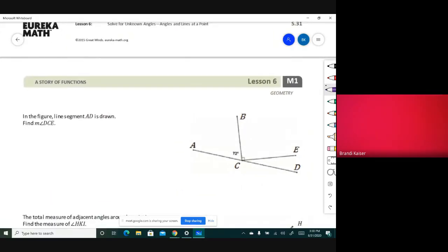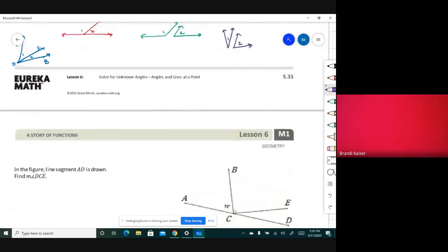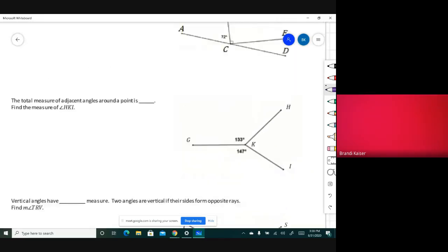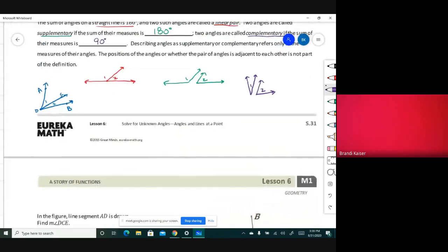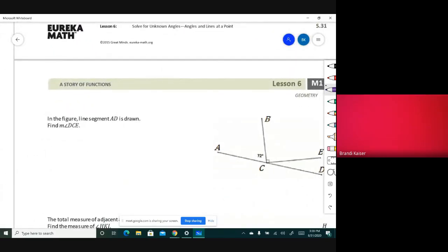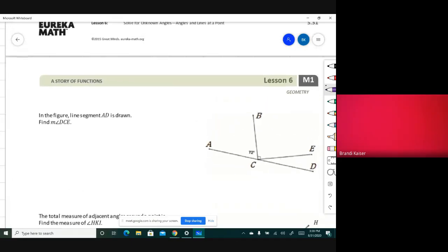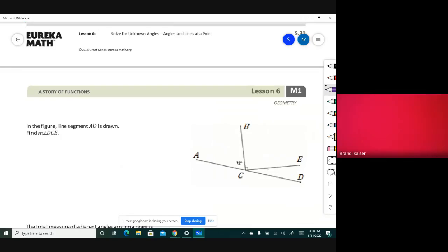So the first scenario, it says, in the figure, line AD is drawn. Actually, hold on. I feel like there is something missing. Nope, I guess not. Hold on a second. Okay. I don't know why this is in my book and not on your notes, but somewhere, oh, never mind, sorry. I see what's going on now. Sorry, my bad. Ignore that.